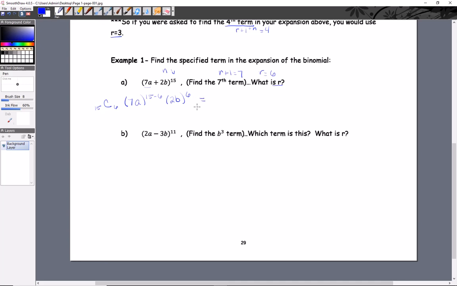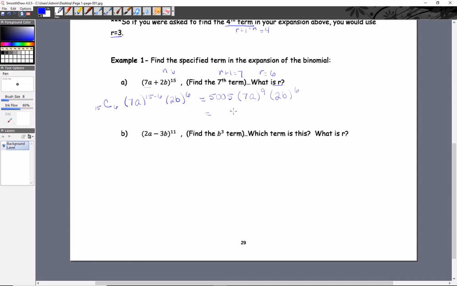So when you do this in your calculator, you just type in a 15, then you go to probability, pick nCr, hit enter, then put a 6, hit enter, and out pops 5,005. So there are actually 5,005 ways to pick 6 objects from a set of 15. That's a lot. So this will then be 7a, 15 minus 6 is 9, and then 2b to the 6th. And you notice that those two add up to 15, which is n.